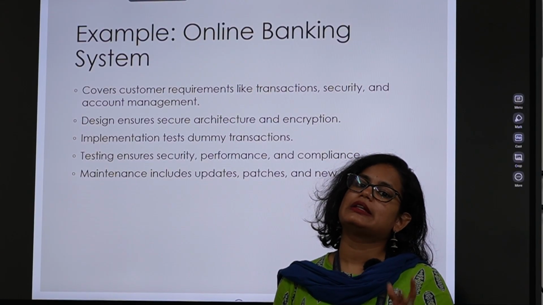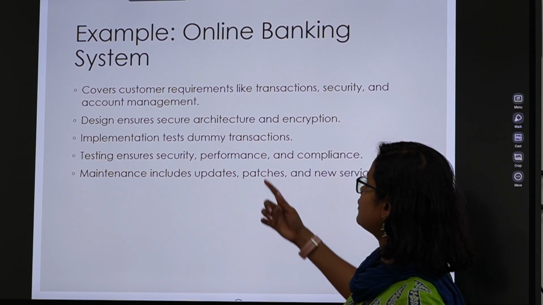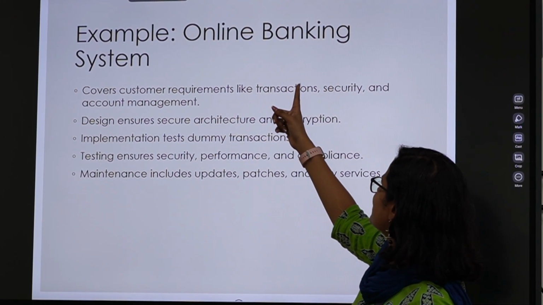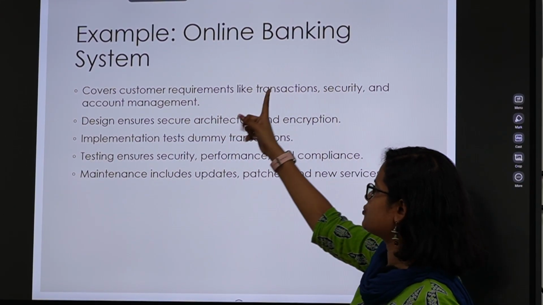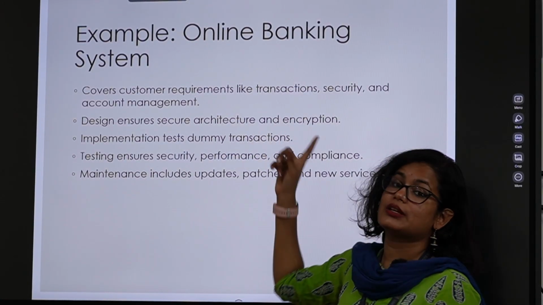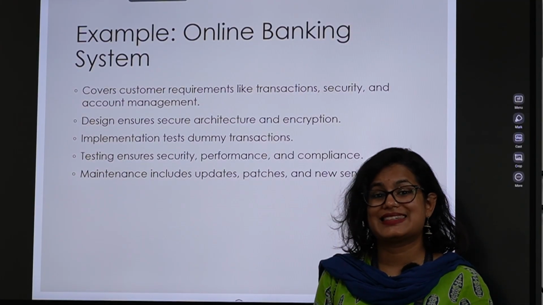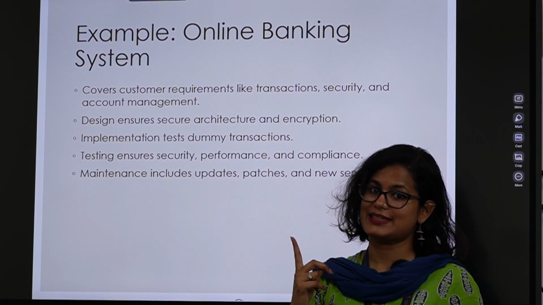Online banking is one of the examples that you have for such systems. As you can see, this waterfall model is for a very large IT complex. So it covers your customer requirements like transactions, security, account management. The design always ensures that secure architecture and encryption is there, because the data that you're going to be handling here is very sensitive and confidential as well.